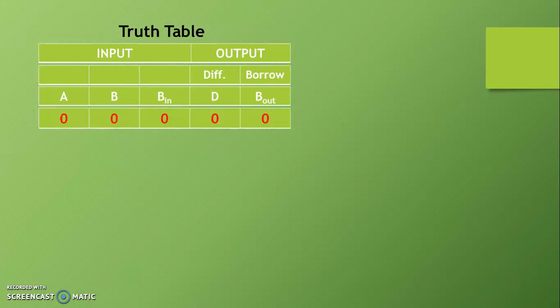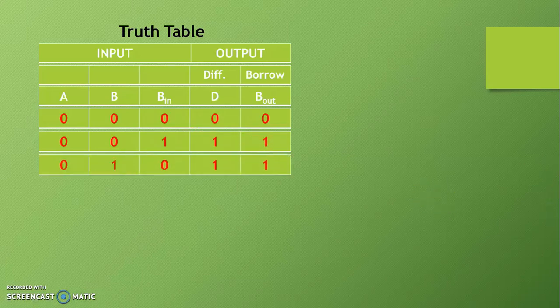We have first condition, that is 0, 0, 0, difference 0 and borrow, that is 0. We have second condition 0, 0, 1. So 0 minus 0 minus 1. So we have difference 1 as well as borrow 1. Then next condition 0, 1, first with the 0 previous borrow, 0 minus 1 minus 0. So again we have difference D 1 and borrow, that is also 1.